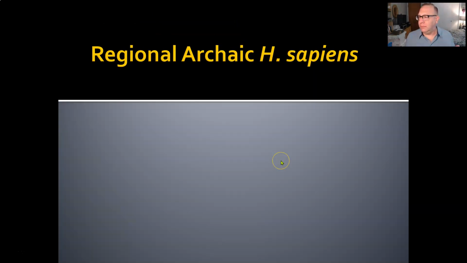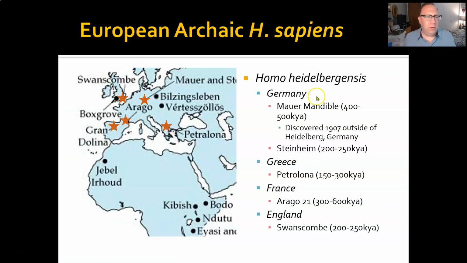We're going to start with European Archaic Homo sapiens. In Europe, there are many sites, actually, for Archaic Homo. Some of the best known come to us in Germany, Greece, France, and England. And they really range from about 600,000 or 700,000 years ago until the present. Possibly as early as 800,000 years, but that's debatable.